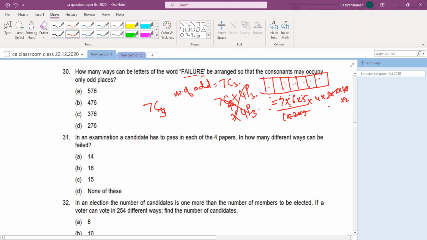Consonants can occupy only the odd places. So 4 slots you have to pick up. Now you have 3 letters to be arranged in 4 ways. Or you can go like this. You have 4 vowels. So there are 3 slots other than the odd places. So it is 7C3 into 4P3 into 3 factorial.